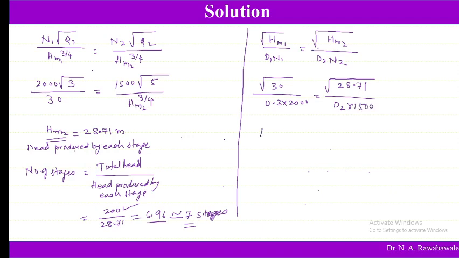On simplification, we get diameter D2 as 0.391 meter, or D2 is equal to 39.1 centimeter. So this is how we are going to obtain the diameter. With this, we stop here.